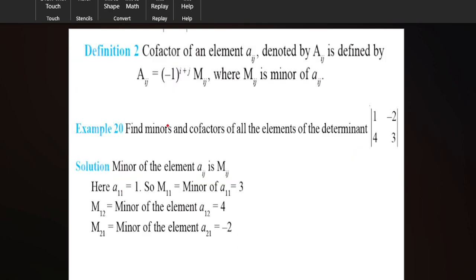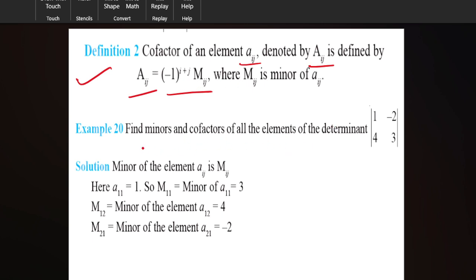Now the cofactor. The cofactor of small a_ij is written as capital A_ij, and it is written as A_ij equals (minus 1) to the power (i plus j) into M_ij. So if i plus j is even, then it will be positive. If it is odd, it will be negative.